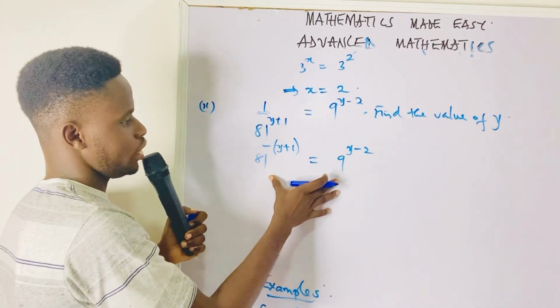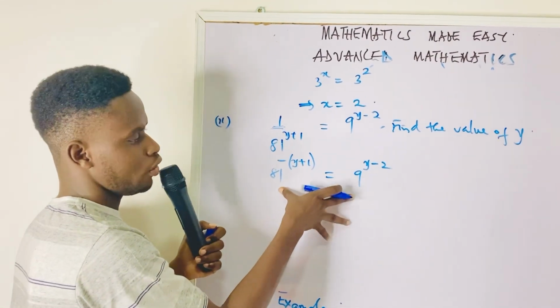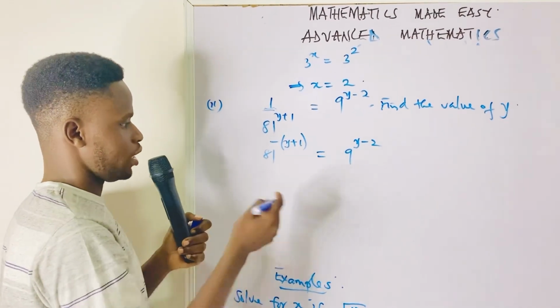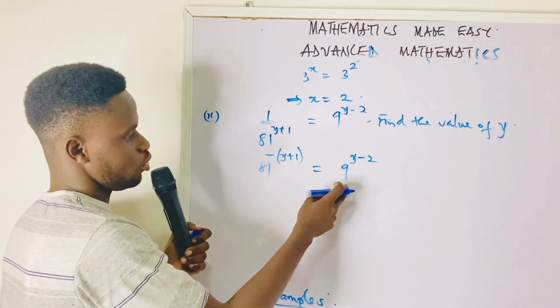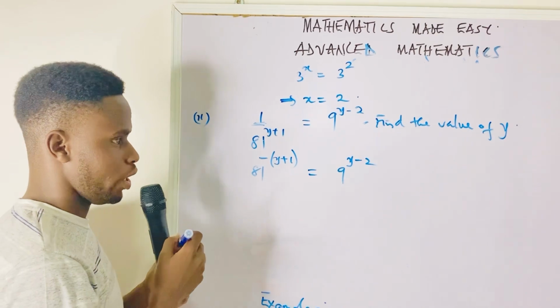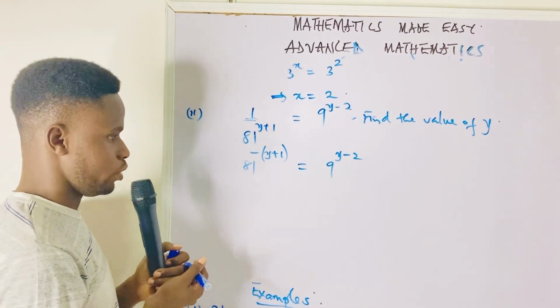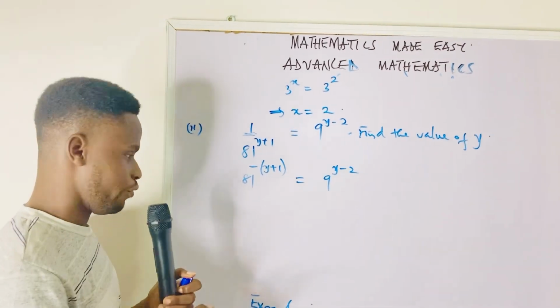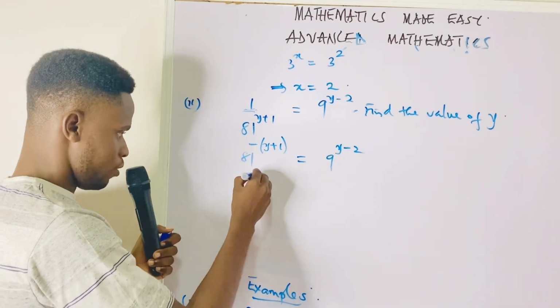So the next thing I'm going to do here is condense the numbers to be of the same base, like 81 and 9. 9 now, you know, is 3 raised power 2, 3 multiplied by itself 2 times. What about 81? 3 raised to power 4 will give us 81, 3 multiplied by itself 4 times. So they are having 3 raised to power 4.